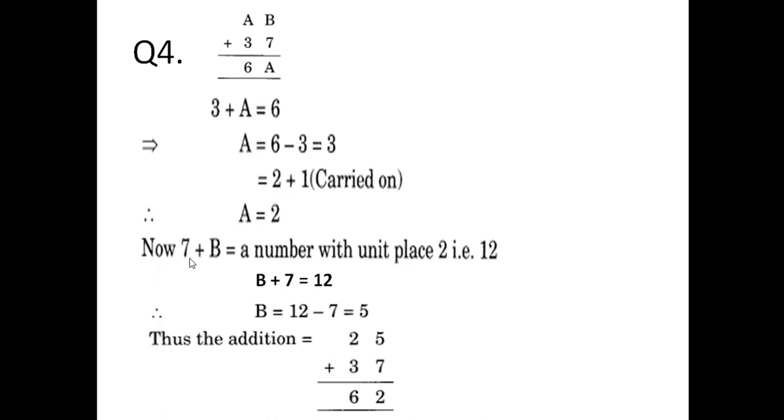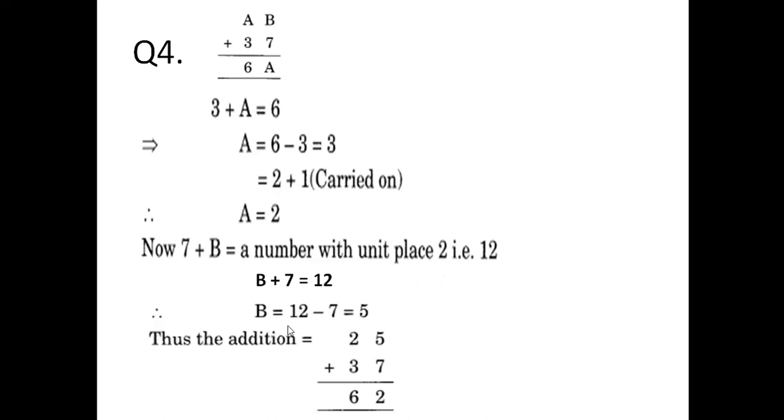Now 7 plus B equals a number with unit place 2. Because just now we found that A equals 2. So B plus 7 equals a number with unit place 2, and we are taking 12. So B plus 7 equals 12.